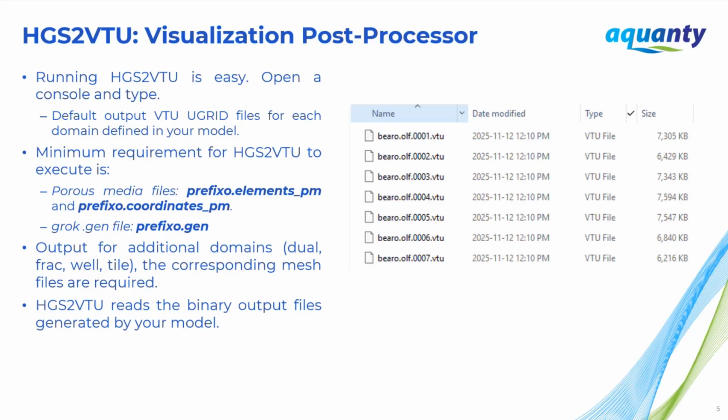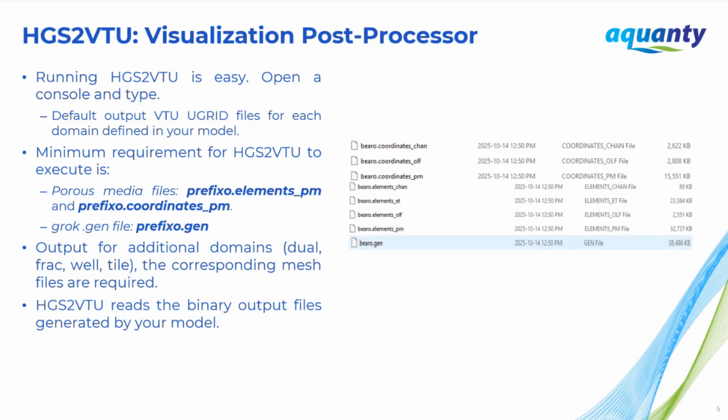You can execute HGS2VTU with a minimal number of files, like the elements.pm and coordinates.pm files, and also the gen file, which you can see in your simulation folder when you execute PHGS or even CRUC. Just like you see in the figure here, you see the coordinates of the channel, OLM, channel domain, OLF is the overland domain, and PM is the porous media domain.